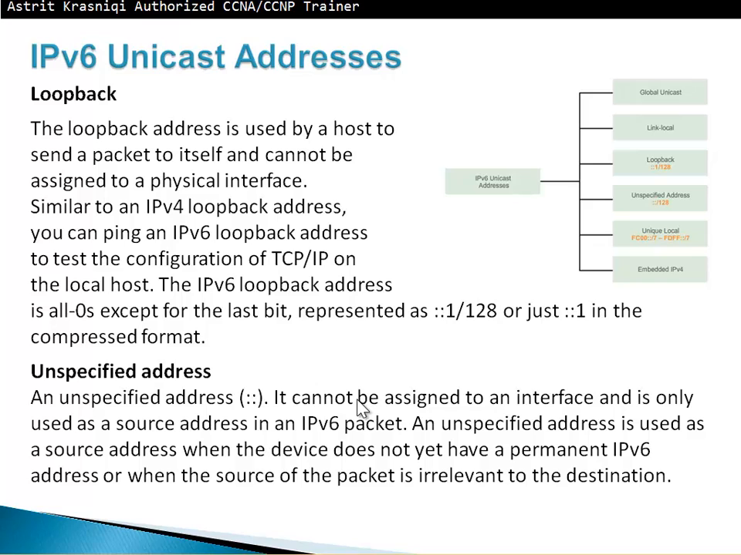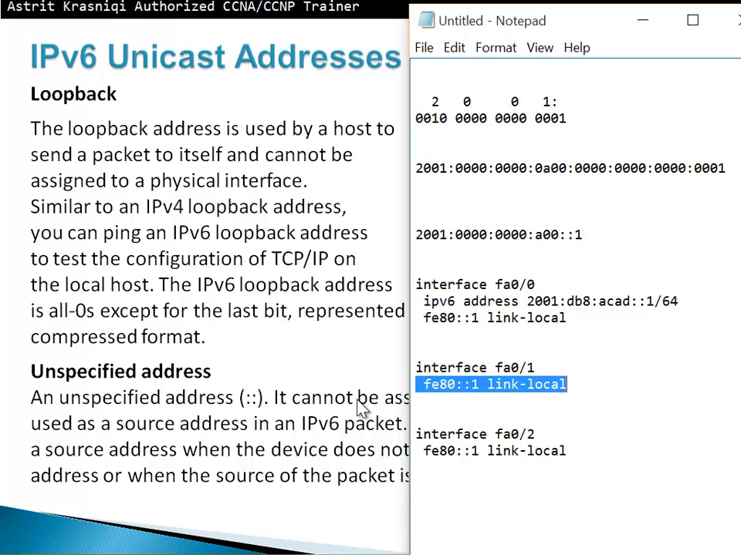Then we have the loopback address. The loopback address is used by a host to send packets to itself and cannot be assigned to a physical interface. Similar to an IPv4 loopback address, you can ping an IPv6 loopback address to test the configuration of TCP/IP on the local host. Have you installed your network card correctly? Is the TCP/IP stack working correctly? Ping the local loopback address, and if you get a reply, everything is working. We can represent it as ::1. The loopback address for IPv4 was 127.0.0.1. Well, anything in 127 is a loopback address.